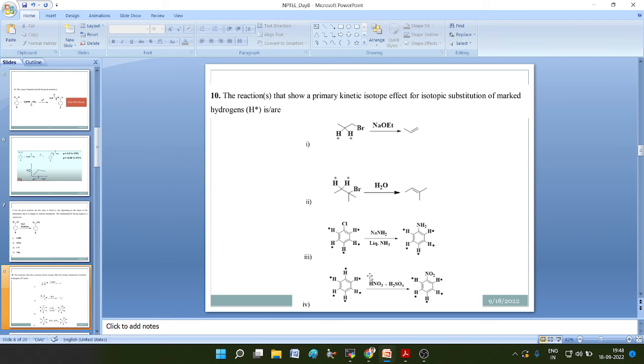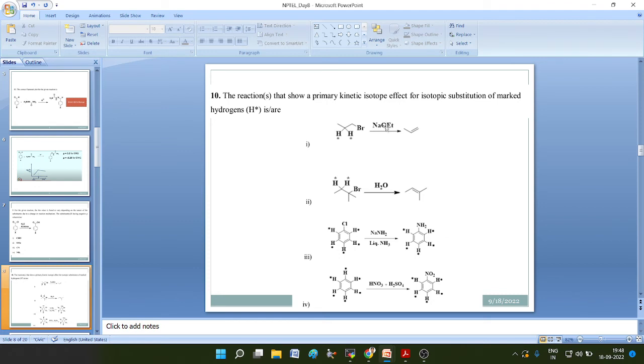Now, in the second step, the hydrogen carbon hydrogen bond will break, but that is not the rate determining step. That's why again it is not the case. Primary kinetic isotope effect won't be seen. Now compare with the first and third.